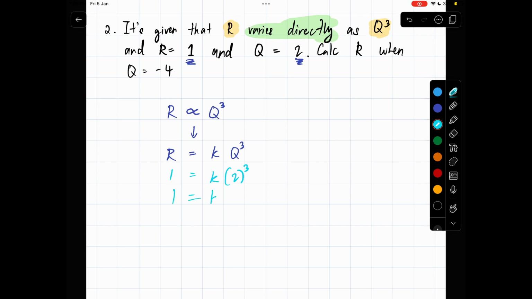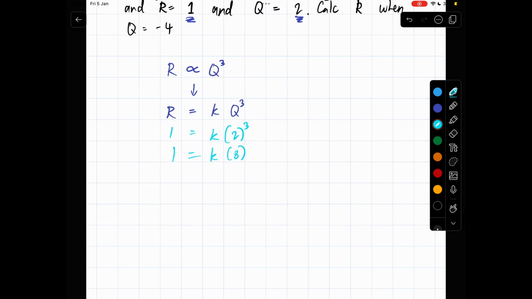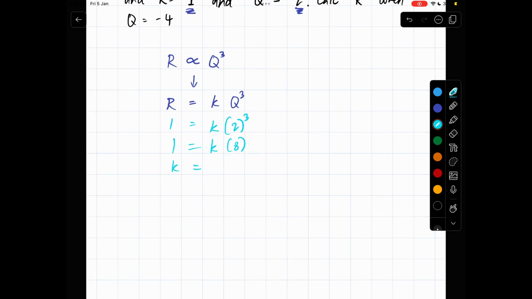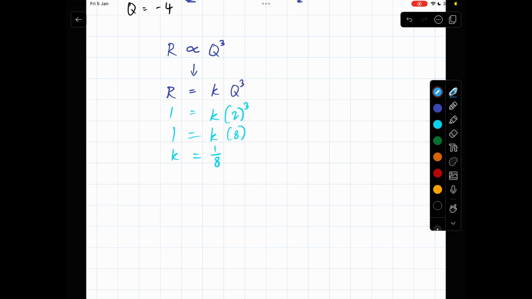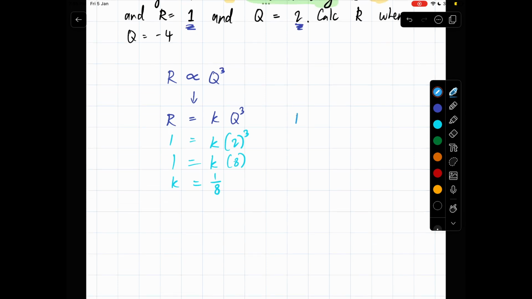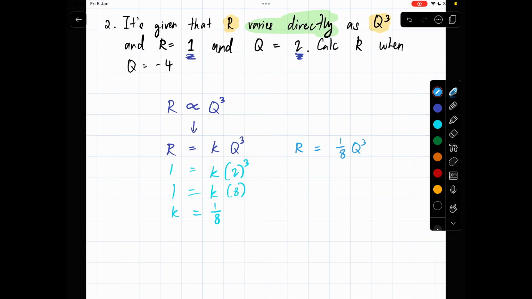So let's just solve it. We will get k times 8. k is equivalent to 1 over 8. So with this, we can rewrite the equation form as r equals 1 over 8 q cubed. We have gotten the variation form. We have gotten the equation form, but that's not the requirement for the question. The question asks you to find r when q is negative 4.